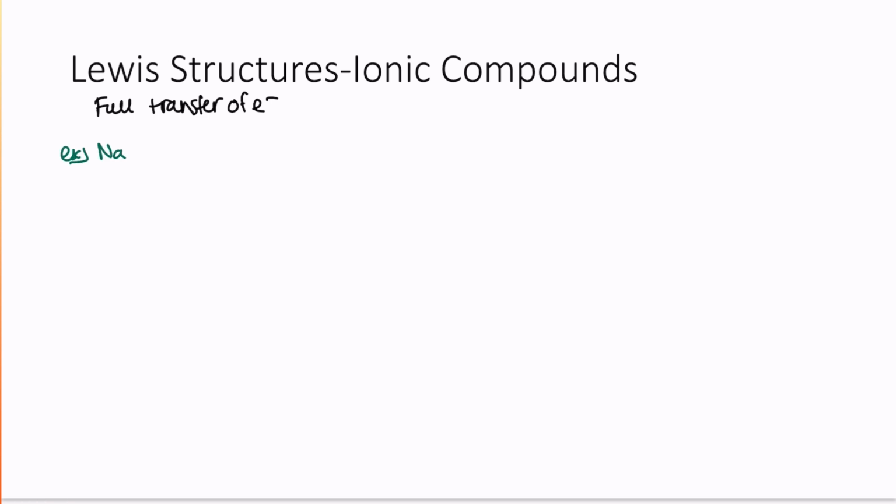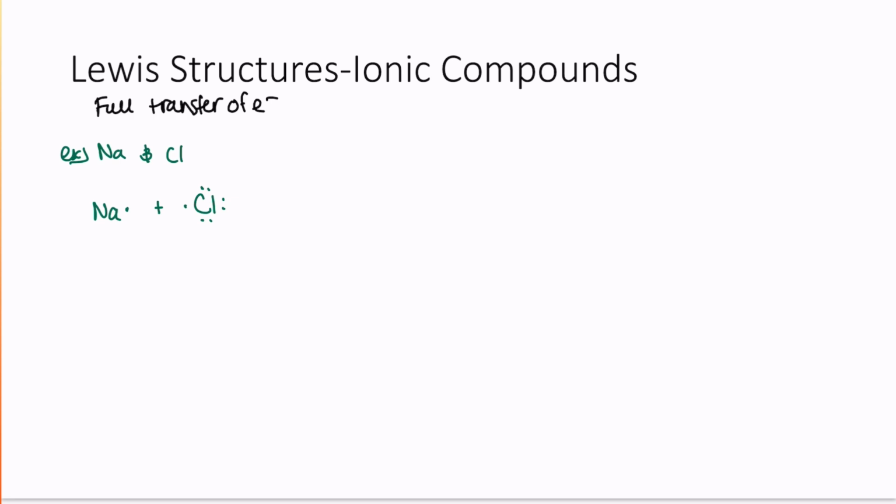Let's look at sodium and chlorine. Now, sodium has 1 valence electron. Chlorine has 7. So sodium is going to donate its electron to chlorine. It's going to have no electrons, and then chlorine is going to get that 8th electron around it.